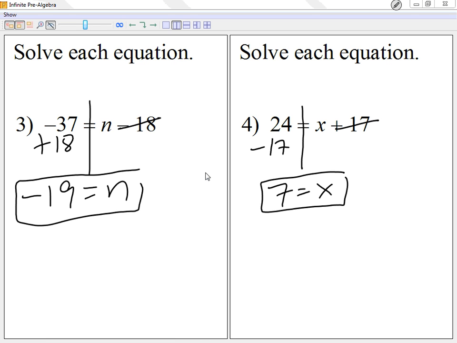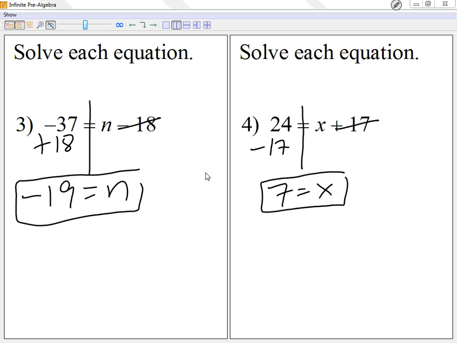We call it one step because, like I said, it only takes one step to do it. We're dealing today with only addition or subtraction. Tomorrow, we continue with the one step, but we're going to do multiplication or division. So expect something similar tomorrow. Any questions?